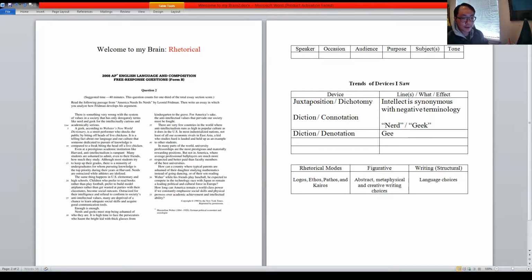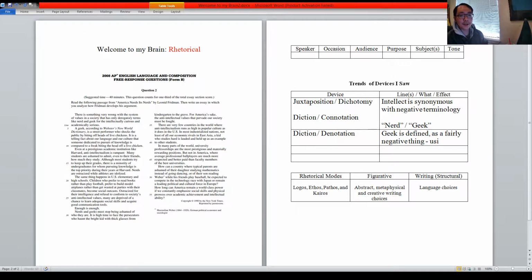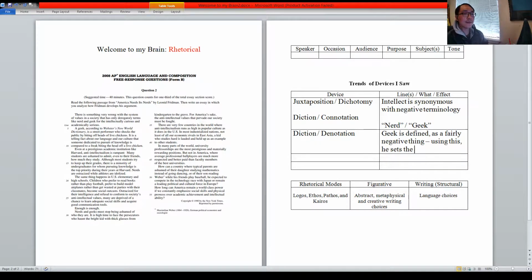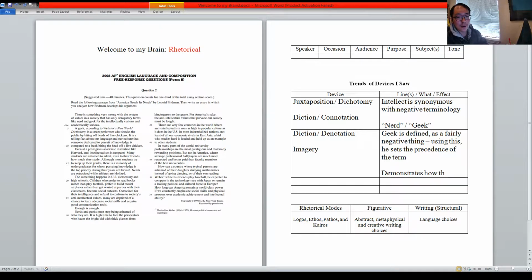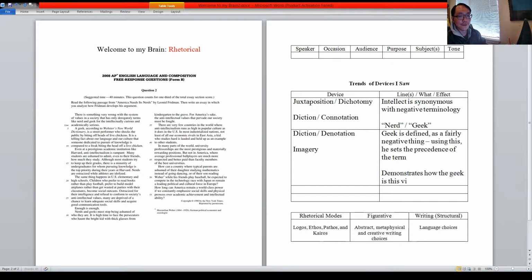So I'm thinking about how geek is defined as a fairly negative thing, right? And using this, he sets the precedence of the term. Meaning, geek isn't simply flattering whatsoever. It comes from a pretty negative description and image as well. Speaking of image, I can use imagery. It might not help. I feel like it's a small example of imagery, but it demonstrates how the geek is this vile and outcasted identity.